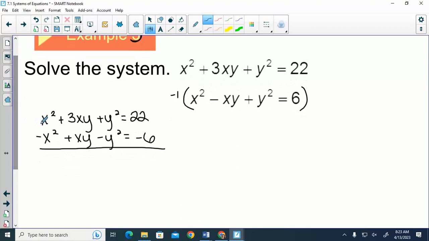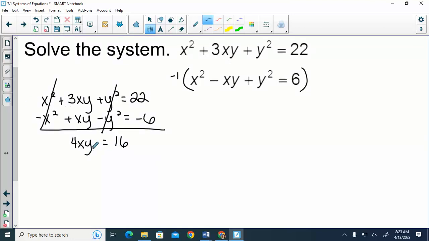Okay, what's more inconsistent? Consider x squared and -x squared, they cancel. 3xy plus 1xy is 4xy, equals 16. So if you divide, you get xy equals 4. That's not super helpful, but we have a couple different paths we could take from here.